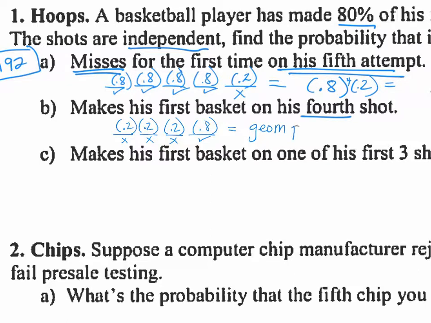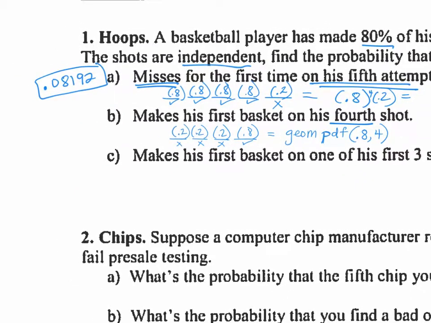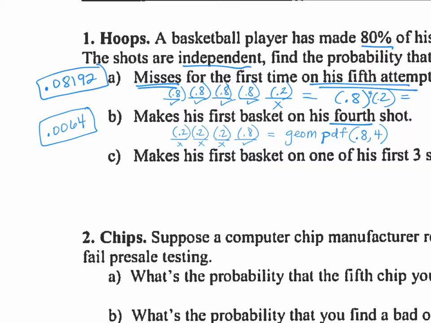Geometric PDF, I want to put this 0.8 in a particular place. I want to put it in the 4th spot. So geometric PDF. The answer for those, if you do that correctly, comes out to be 0.0064. So there's how you get that answer there.